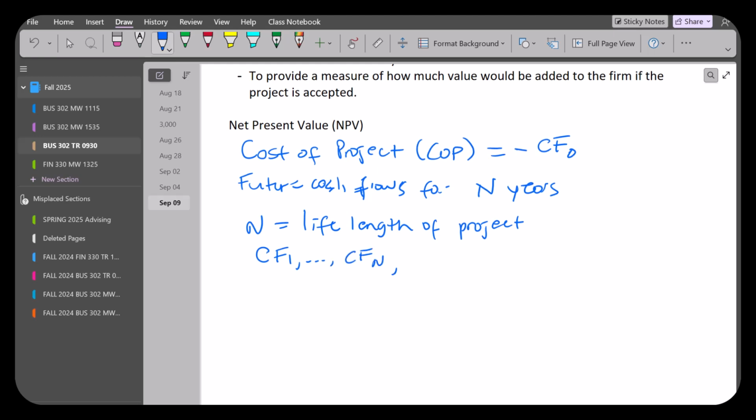And we have an R that is cost of capital. It's the discount rate. We use things like cost of capital, required rate of return, hurdle rates, and discount rates kind of interchangeably. So if you hear me use these terms, they're all referring to the same thing.